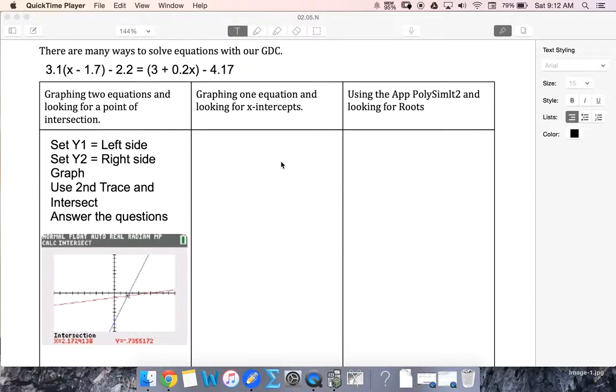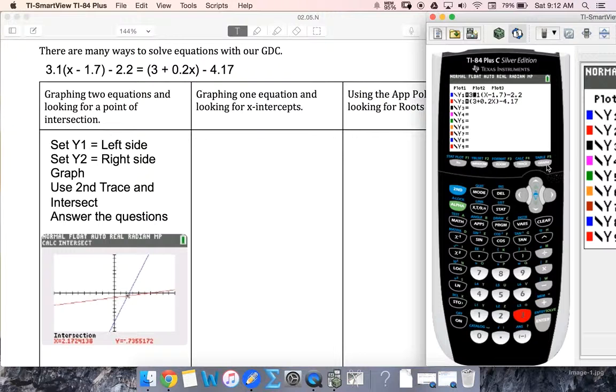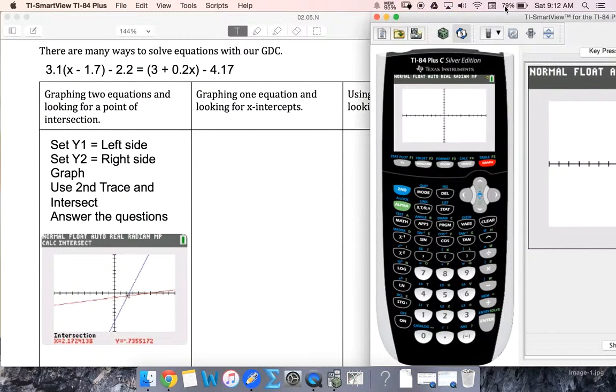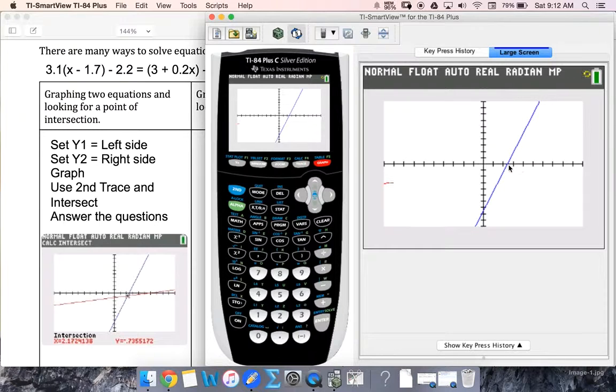So when we're looking to use our GDC, the other way we can solve equations is to graph just one equation and look for x-intercepts. If I think about a graph, here's an x-intercept here, and here's an x-intercept over here. For any x-intercept, the y value is equal to 0.